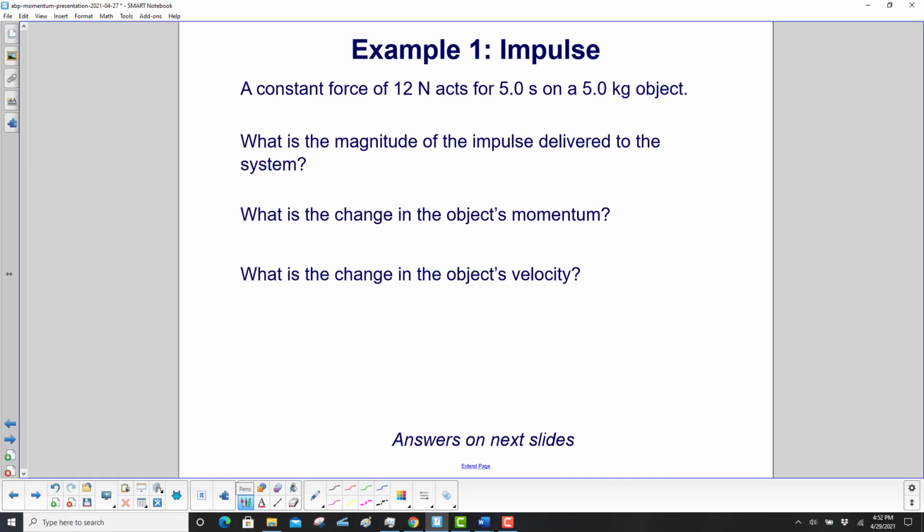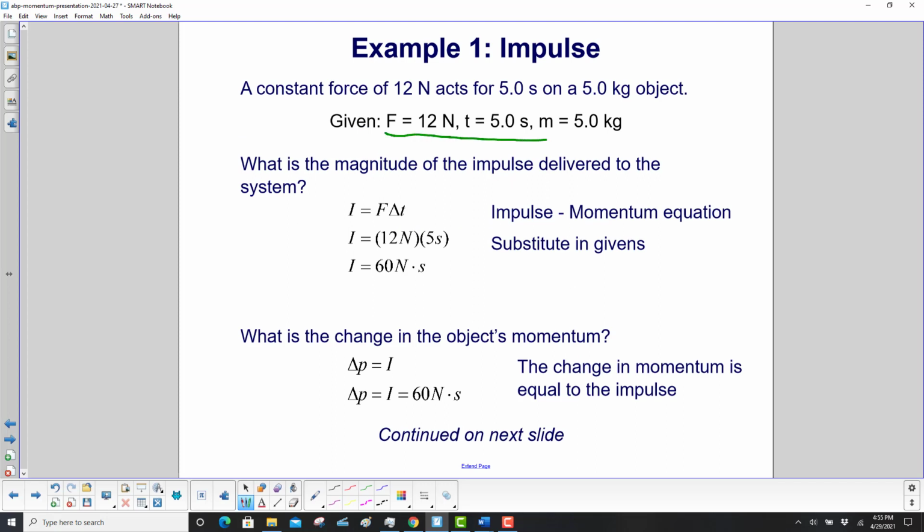Example 1, impulse. A constant force of 12 newtons acts for 5 seconds on a 5 kilogram object. What is the magnitude of the impulse delivered to the system? What is the change in the object's momentum? And what is the change in the object's velocity?